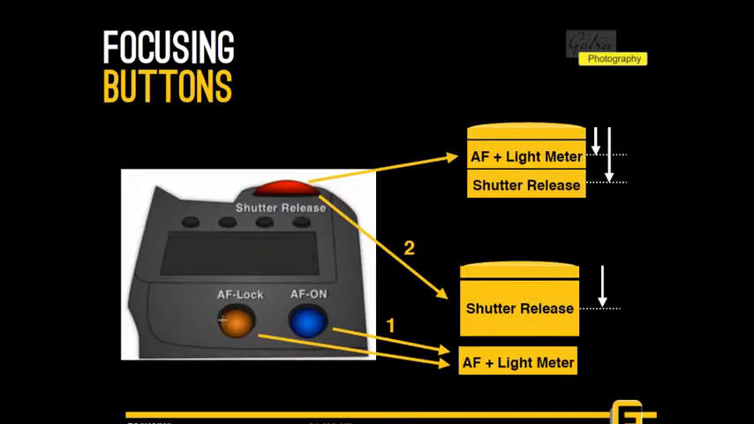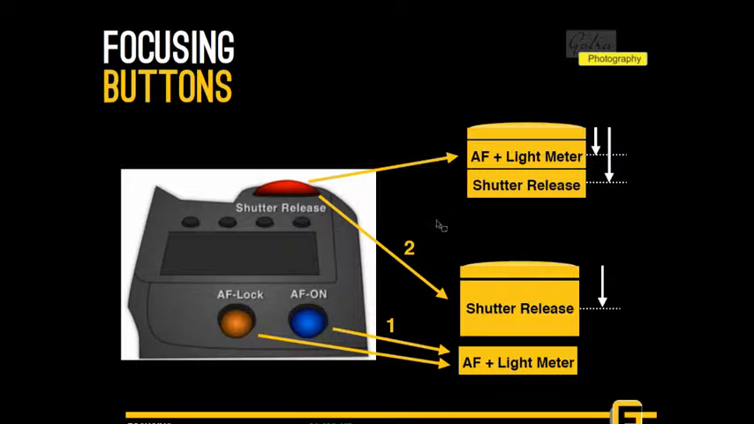Here are the settings on some of the cameras. This is AF, autofocus plus light meter, and shutter release. In some cameras, if you want to change the shutter speed, you can do it with this, up or down.